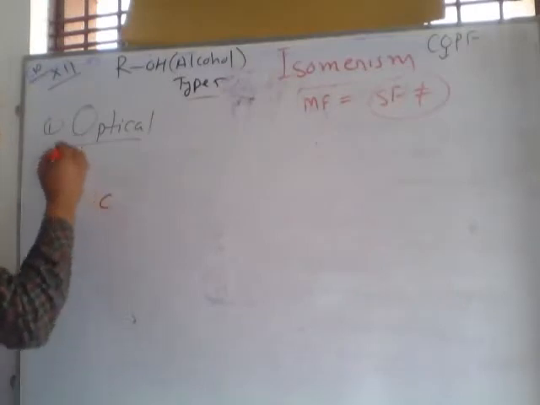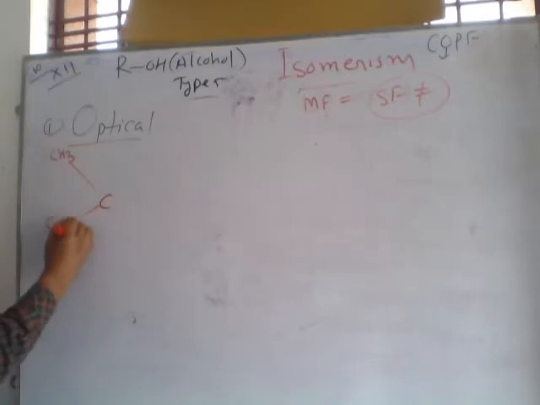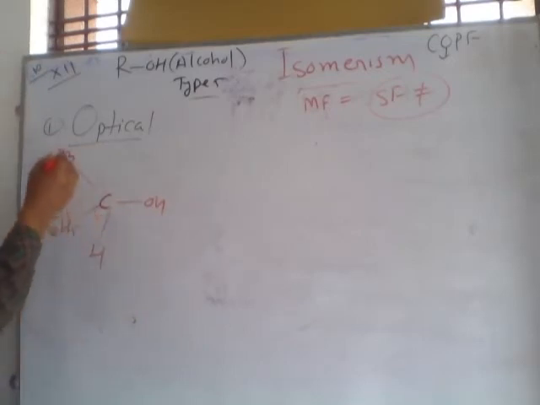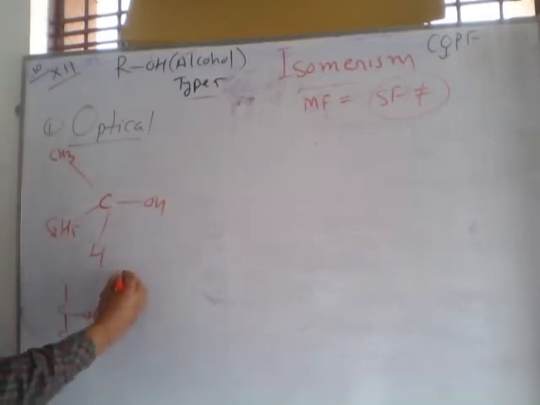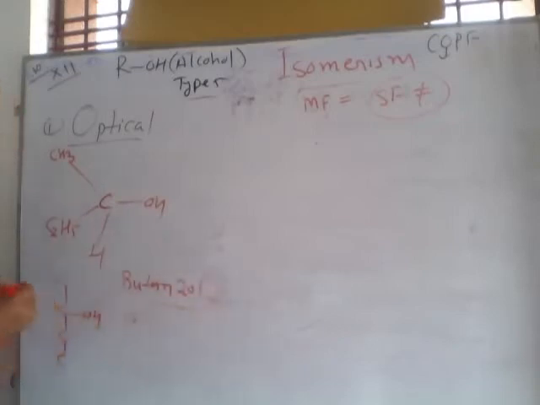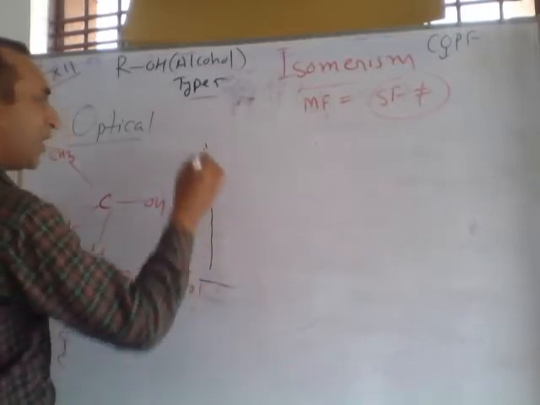Suppose from this carbon there is CH3, C2H5, hydrogen and OH. Can you write the name of this compound? 1, 2, 3, 4. A total of 4 carbon chain. In the 4-carbon chain, on the second carbon there is OH. This compound is called butan-2-ol.